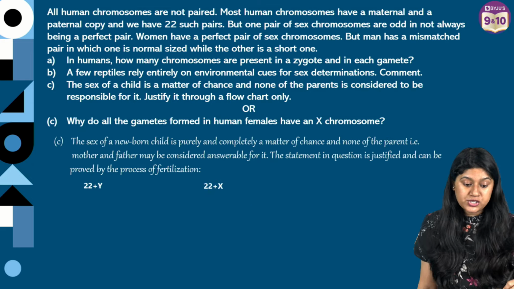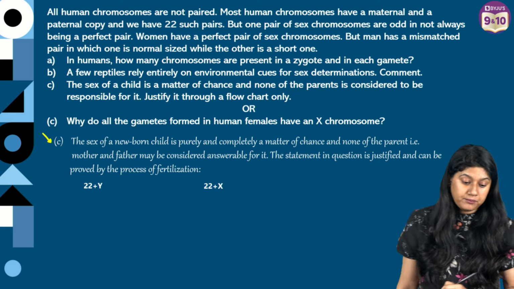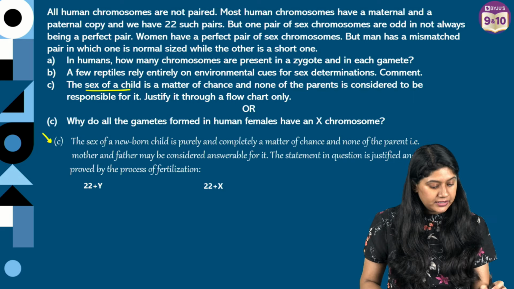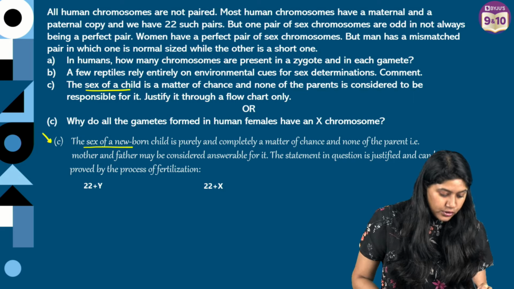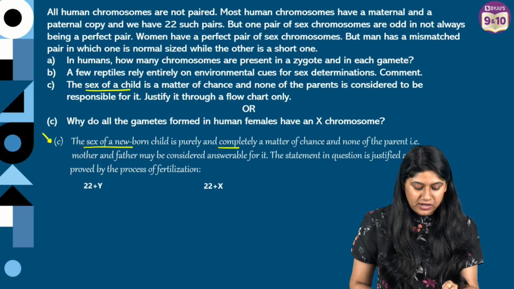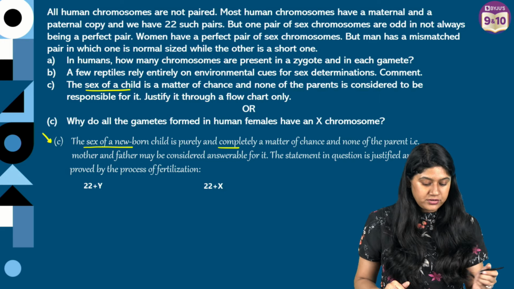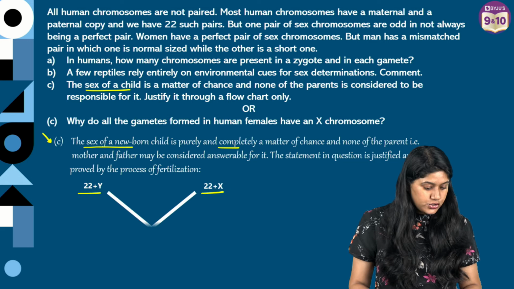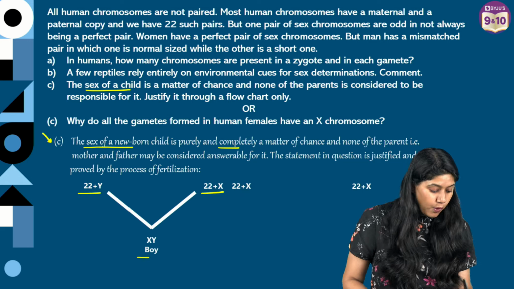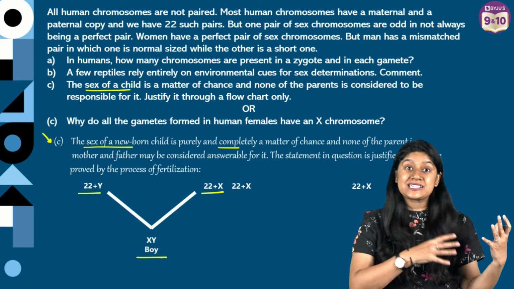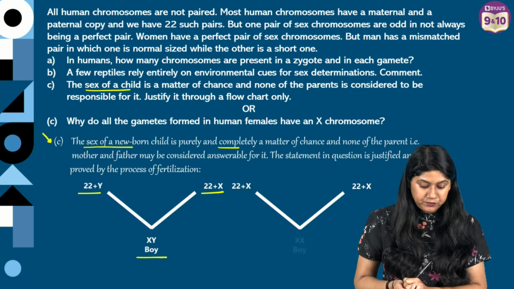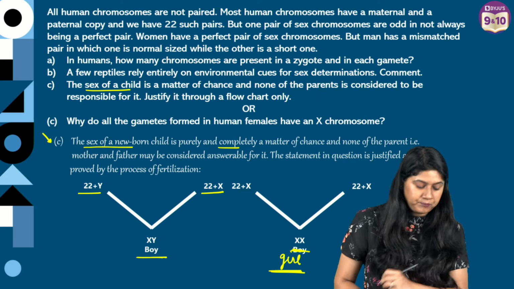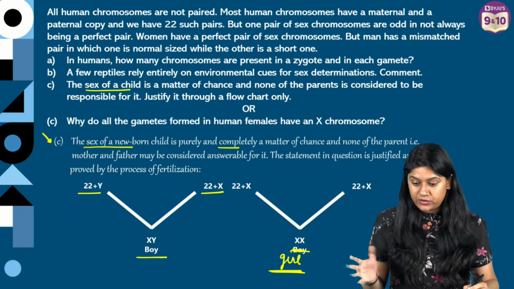Moving to the C part of this question, which of the parents determines the sex of a child? We can clearly mention that the sex of a newborn is purely and completely chance, and it definitely depends on the parent. We can also show the fertilization: we have a boy if X and Y come together, and a female child if we have X and X coming together. That was the answer for question C.